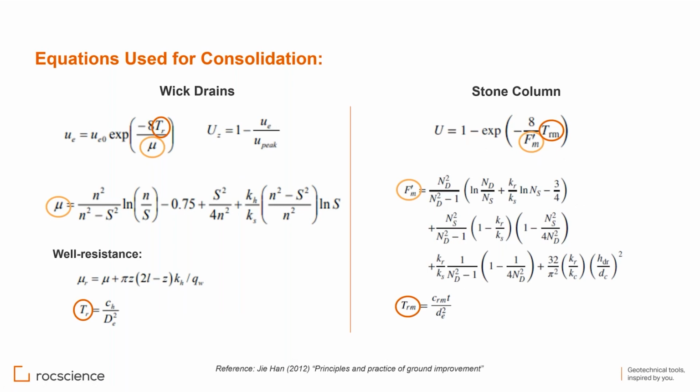So wick drains and stone columns, as you can see, when you look at the degree of consolidation calculation, you will see a parameter exponential to 8 times Tr over mu. But on the stone columns, you will have Tr_m over F prime, and with drains, you have Tr over mu. So you will see that the equations are similar. But when you move on to calculate the well resistance, the Tr is different.